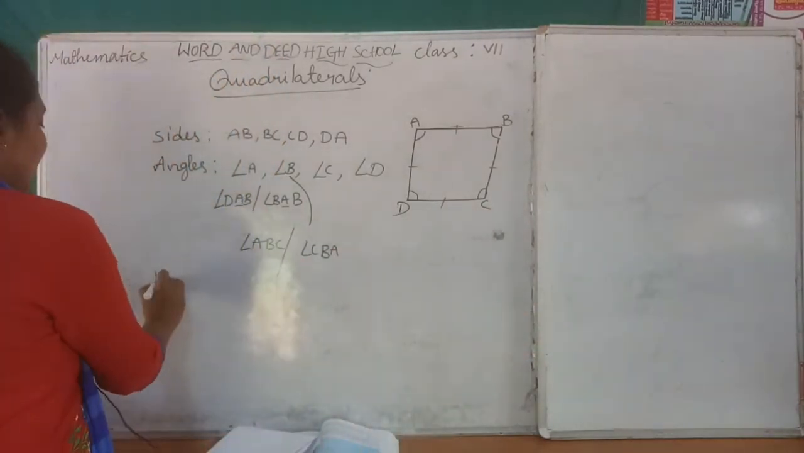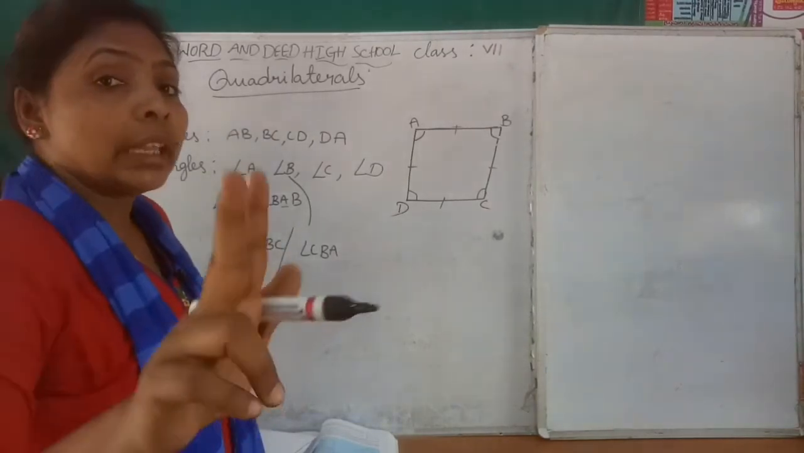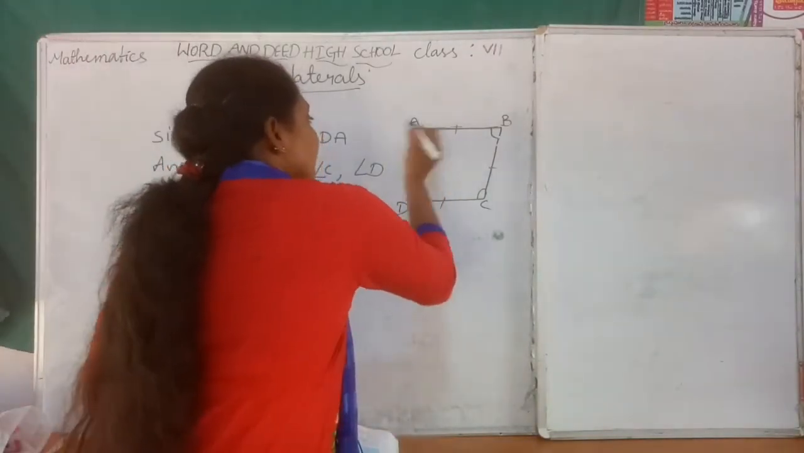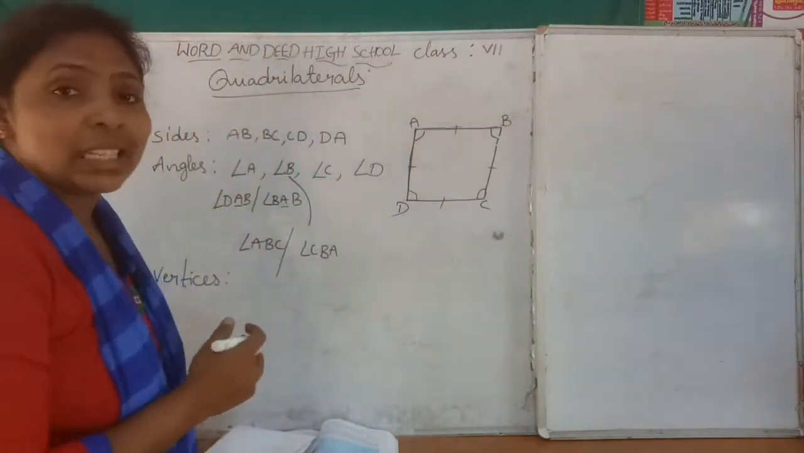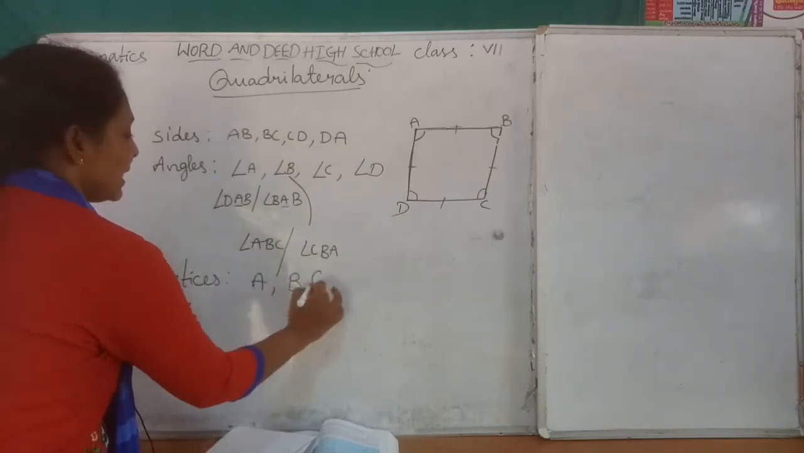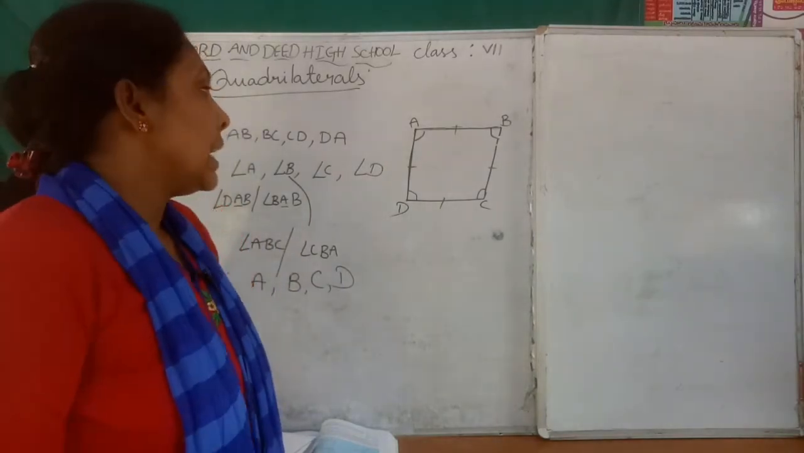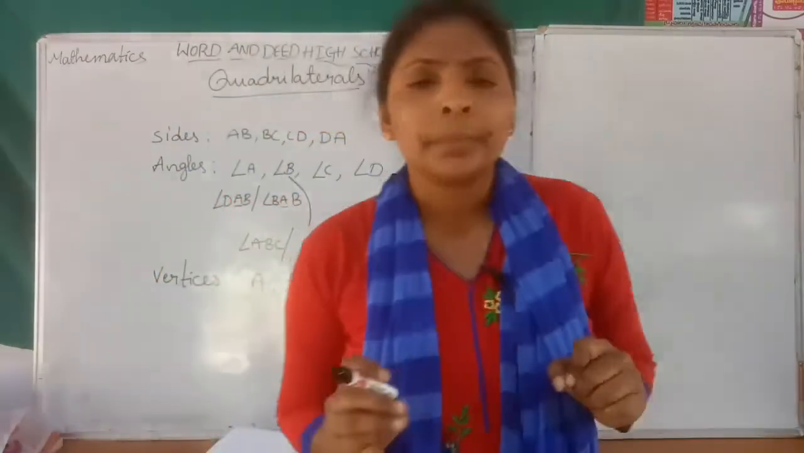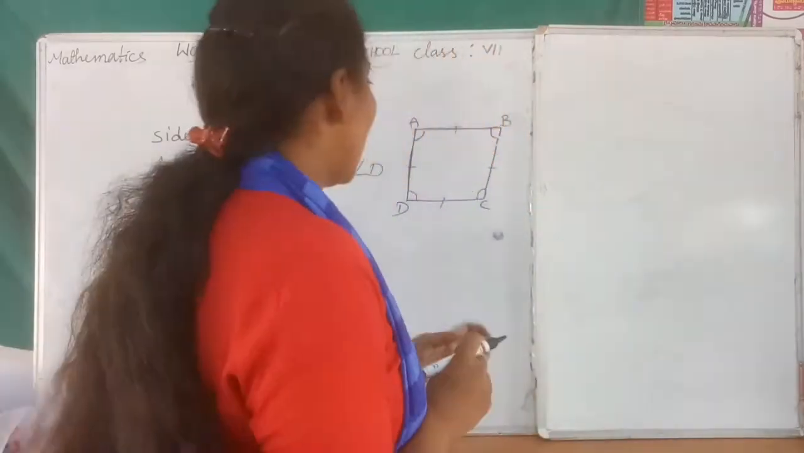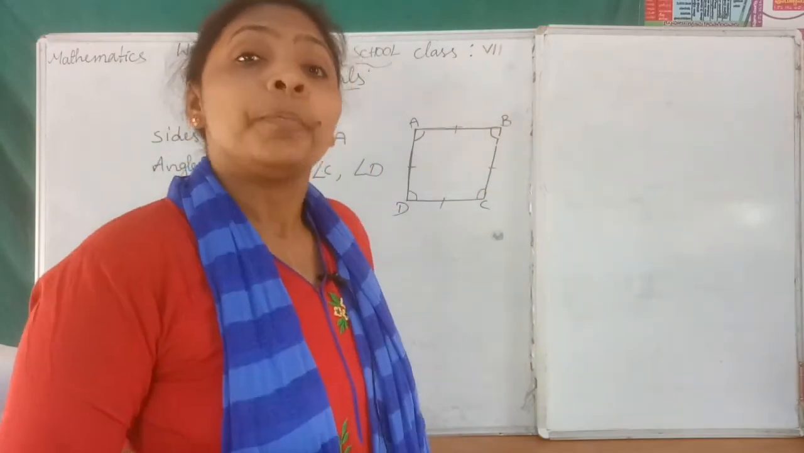Next, vertex. Vertices. What are the vertices, children? Where the 2 lines are joined or meet, it is a vertex. So how many vertices we have? 4 vertices. A, B, C, D. So here 4 vertices we have. Okay. So for any picture, is it a quadrilateral or not? How can you identify, children? Like this. It has 4 sides, 4 angles, 4 vertices.